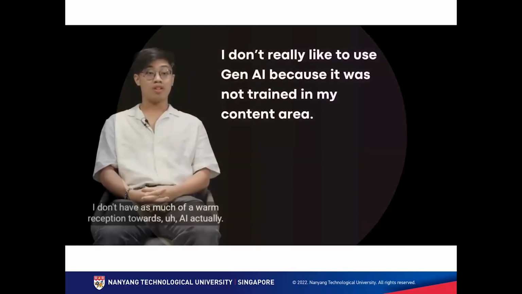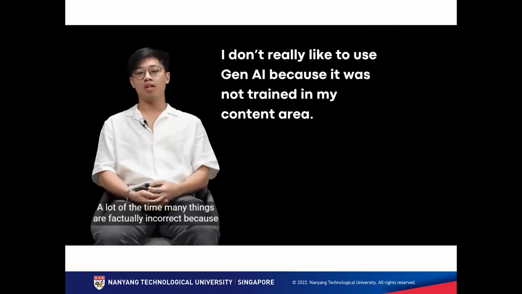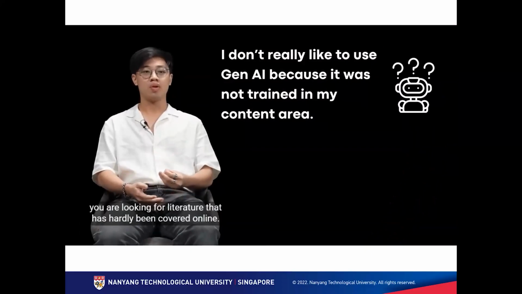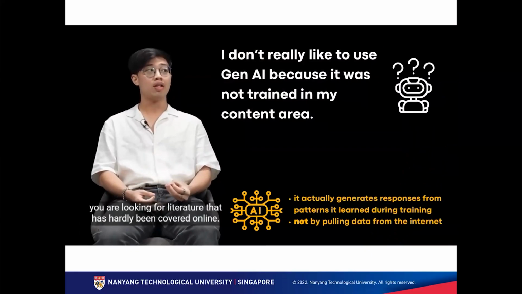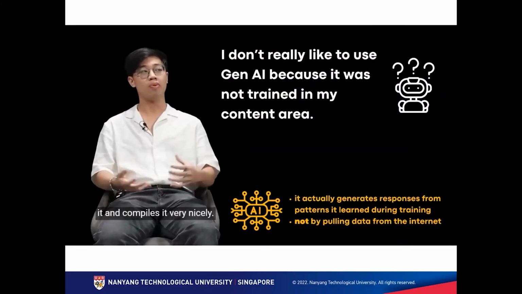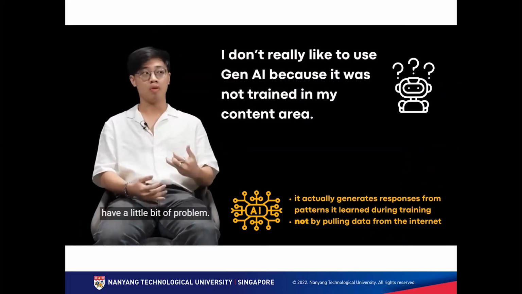I don't have as much of a warm reception towards AI, actually. A lot of the time, many things are factually incorrect, right? Because you are looking for literature that has hardly been covered online. And what ChatGPT does is it takes information from online, it trawls it, and it compiles it very nicely. But when that information is lacking, then you start to have a little bit of a problem.